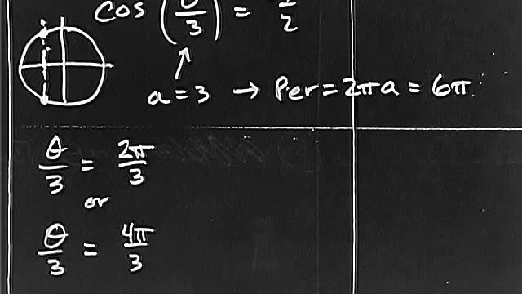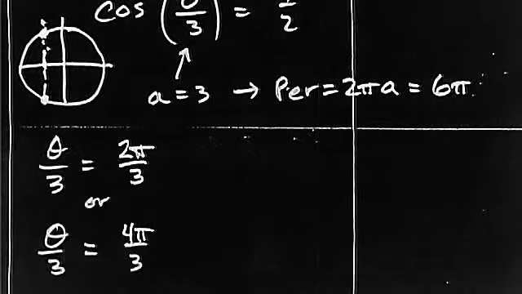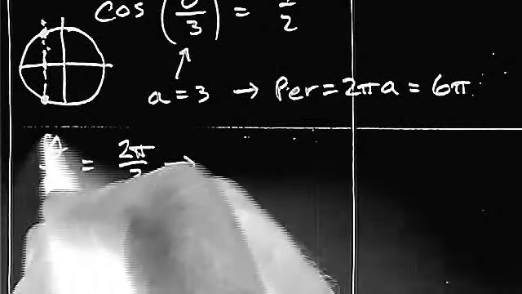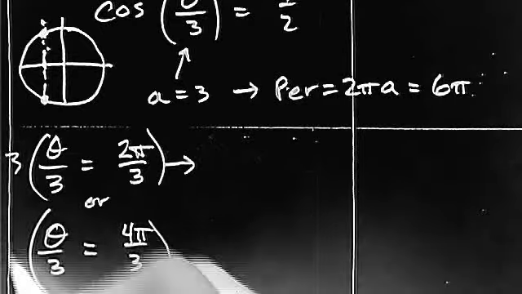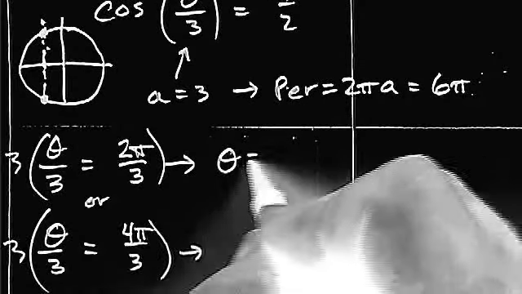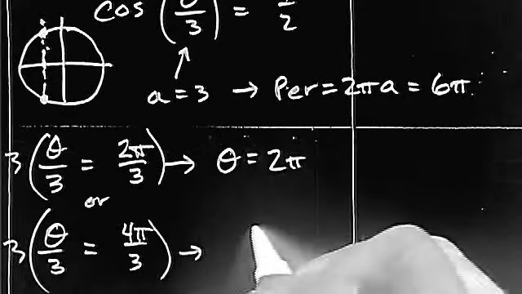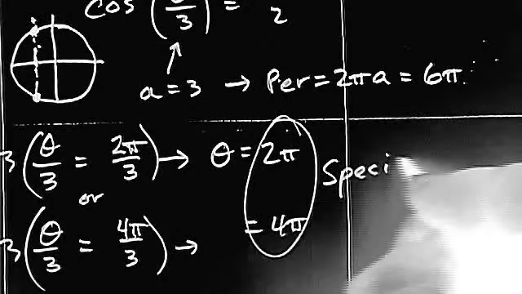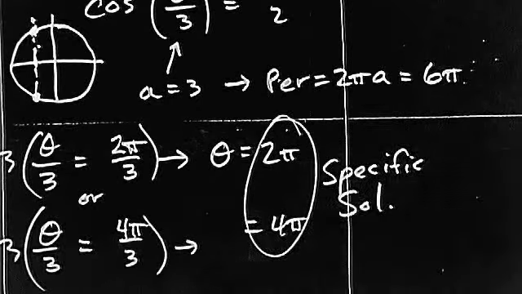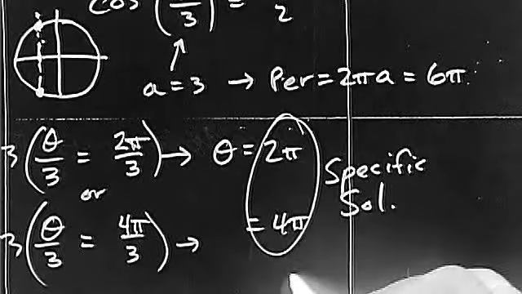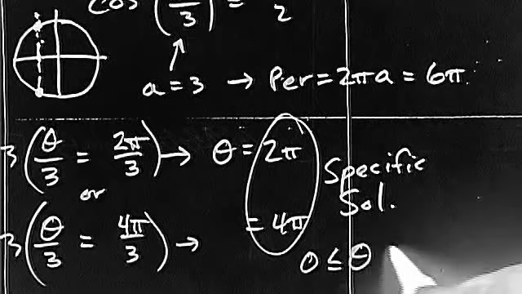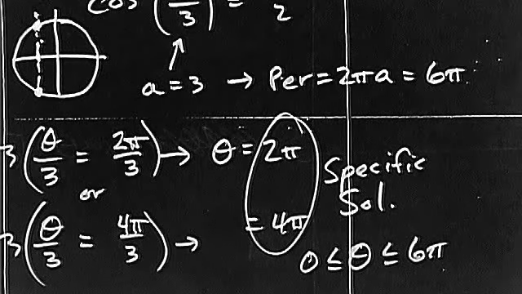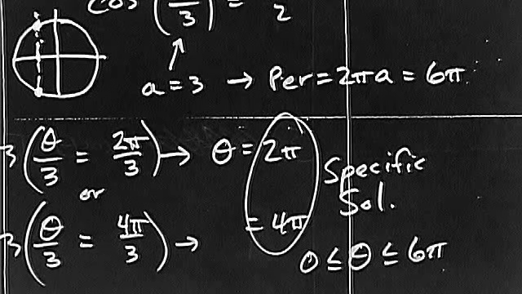Now, what do you do to get rid of the 3 here, so you just have theta by itself? You would multiply everything by 3, right? Multiply everything by 3. So theta would be equal to 2 pi and also 4 pi. Those are the two specific solutions. Now, what's the period of the function? 6 pi. So the specific solutions in this case have to be between 0 and 6 pi. Not 0 and 2 pi.